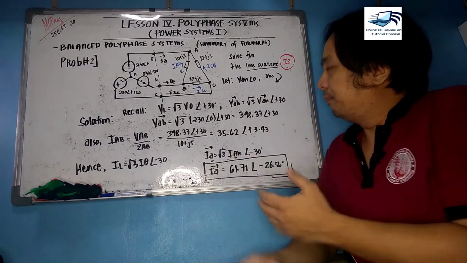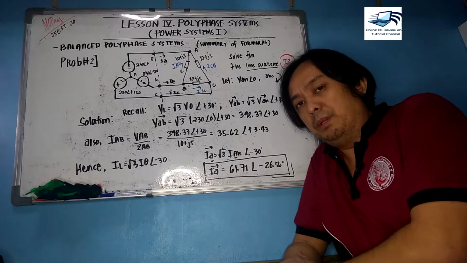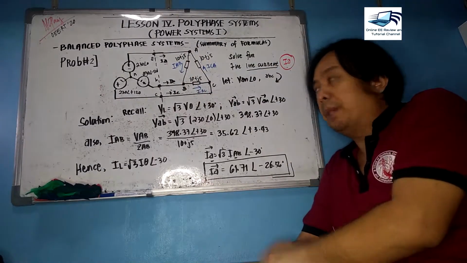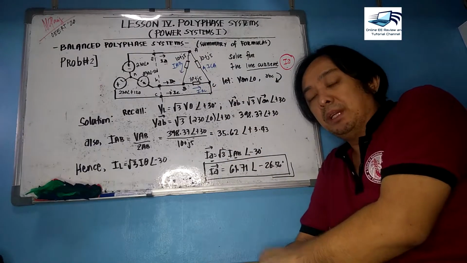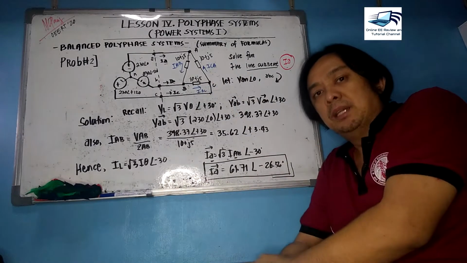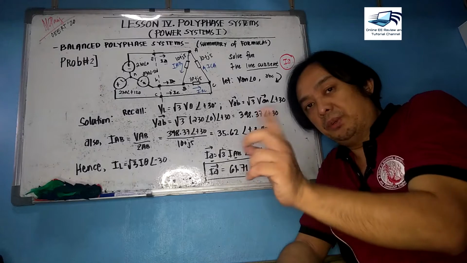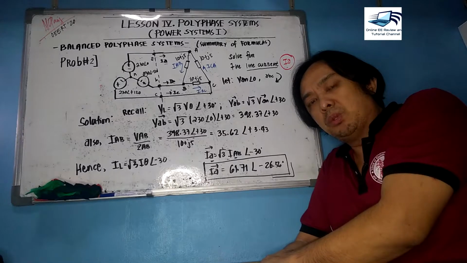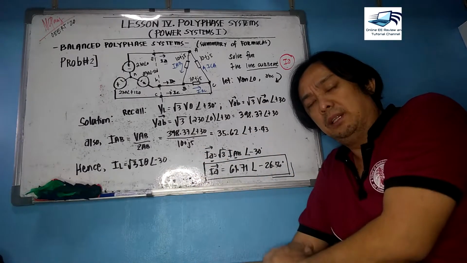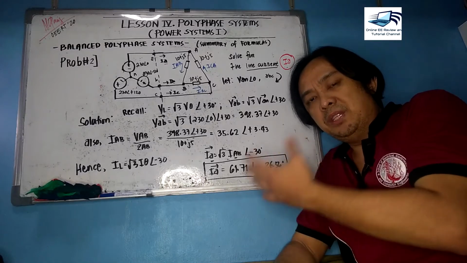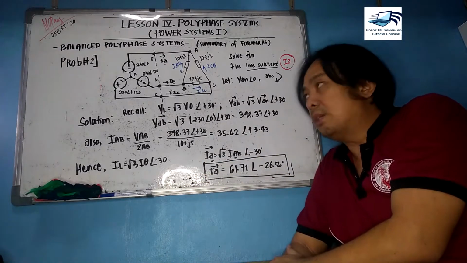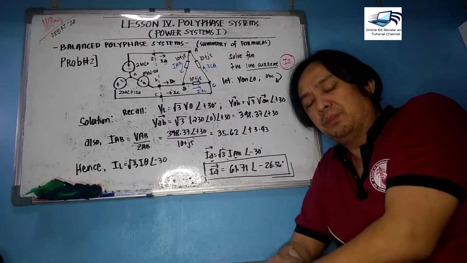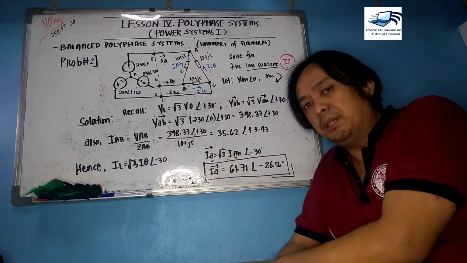Now there are many solutions for this problem. The first solution is you can reconnect the delta to Y by dividing 10 plus j5 by 3, and then use per phase analysis, get IA by using Ohm's law. The second is we will stick to the diagram and make use of the fundamentals that we have learned so far on phase sequences and on this lesson, the balanced polyphase system. So I will stick to number 2 first, so that you can see the formulas and their applications.